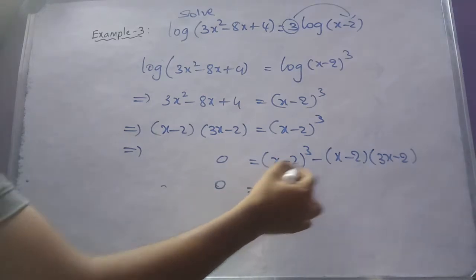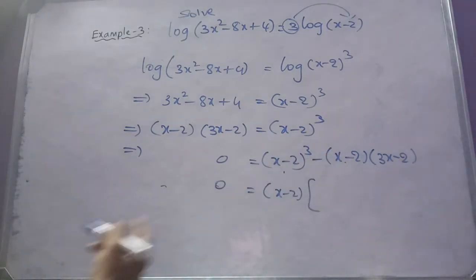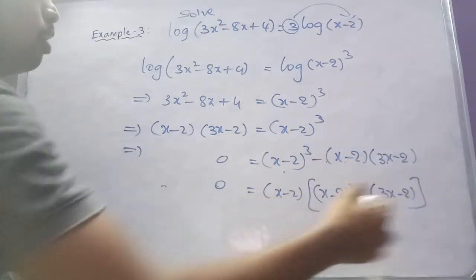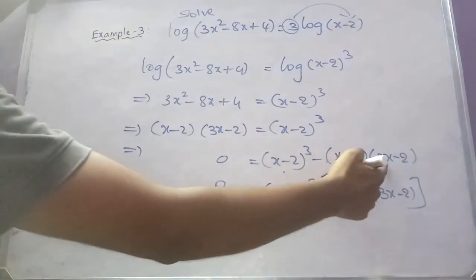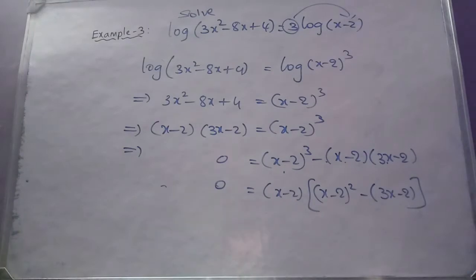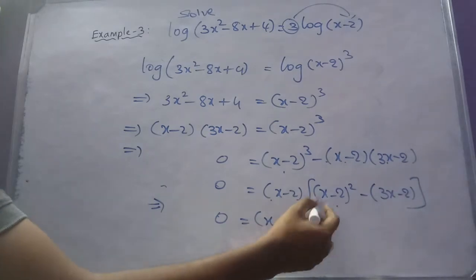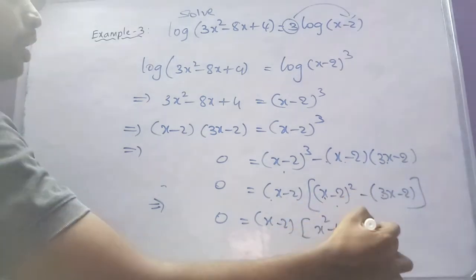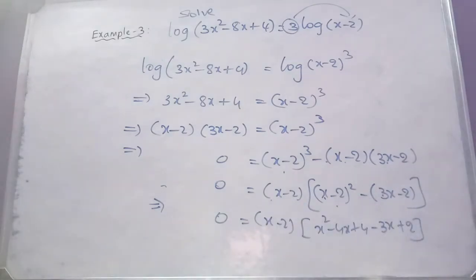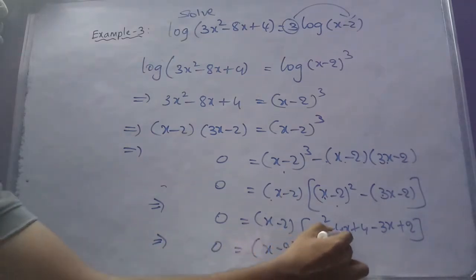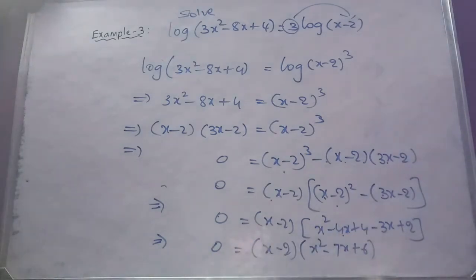So 0 as it is. Here and here I can take x minus 2 common. Then here we will have x minus 2 whole square minus of... One more possible mistake. Children will write like this, minus 3x minus 2. No, it is minus of 3x minus 2. So which means that 0 is equal to x minus 2 times, here this is x square minus 4x plus 4, and here this is minus 3x plus 2. So you'll get 0 is equal to x minus 2 into x square minus 7x plus 6.